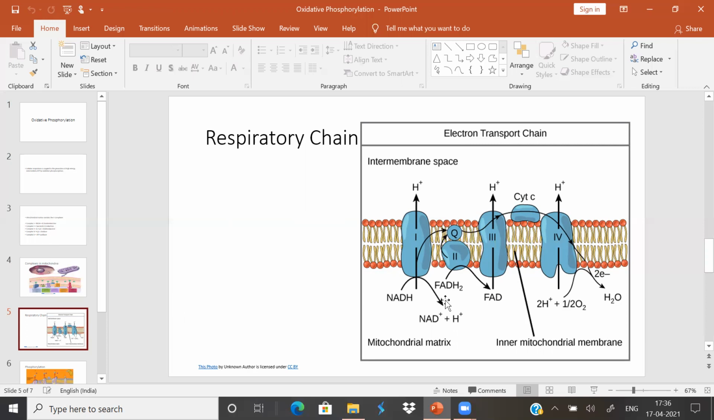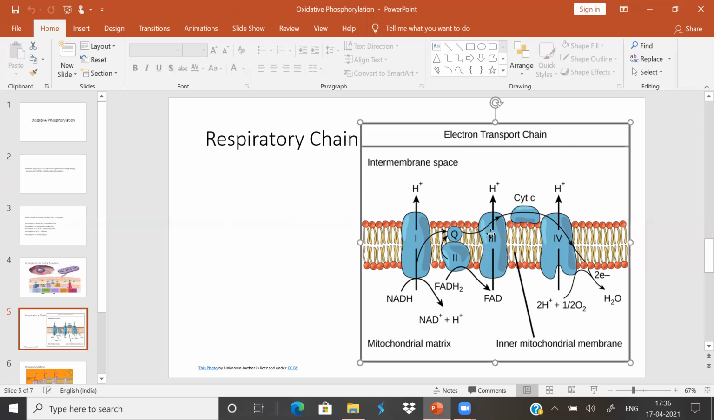In another pathway, the reducing equivalent donates the electron via complex 2. Similarly, from complex 2, the electron is transferred to the Q protein, then the cytochrome C oxidoreductase, that is complex 3. After that, cytochrome C, then complex 4, and ultimately it is taken by oxygen and forms water. This is the electron transport chain or respiratory chain. It happens in the mitochondria.